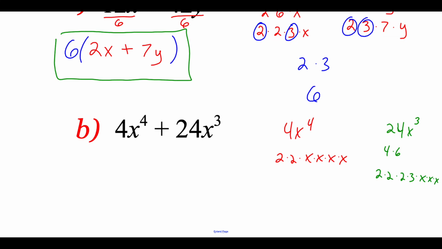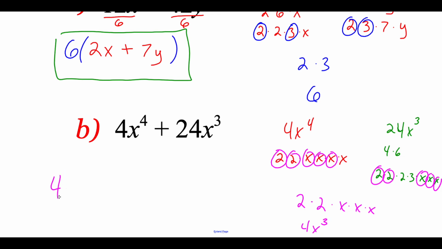Now, I'm looking for a GCF, so I'm looking for what they have in common. I see one set of 2's, so I'm going to take a 2. I see another set of 2's, so I'm going to take another 2 out. And then I see 3 sets of x's that I can take out. So x times x times x. So if I put all this back together, 2 times 2 is 4. x times x times x is x cubed. So 4x cubed is my GCF. So I'm going to take that and I'm going to write that in front of my set of parentheses.